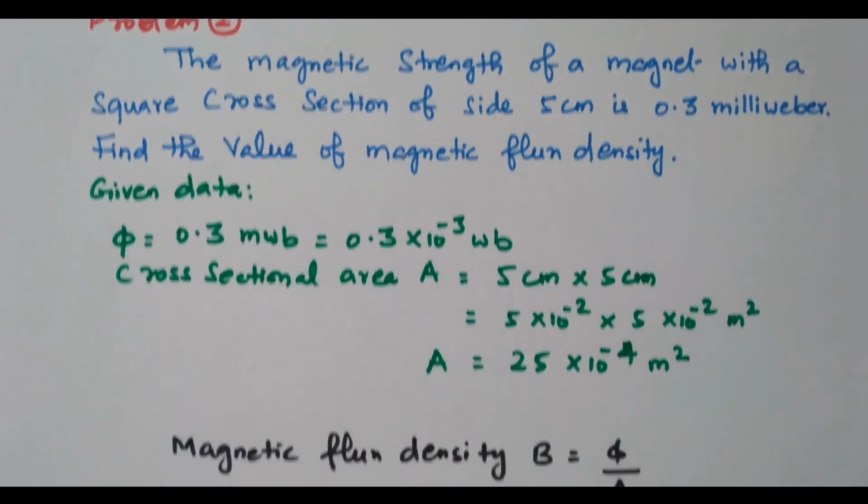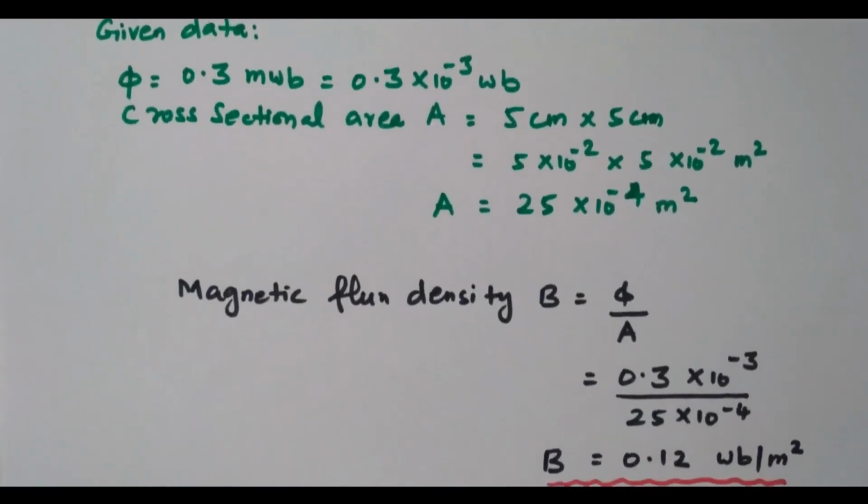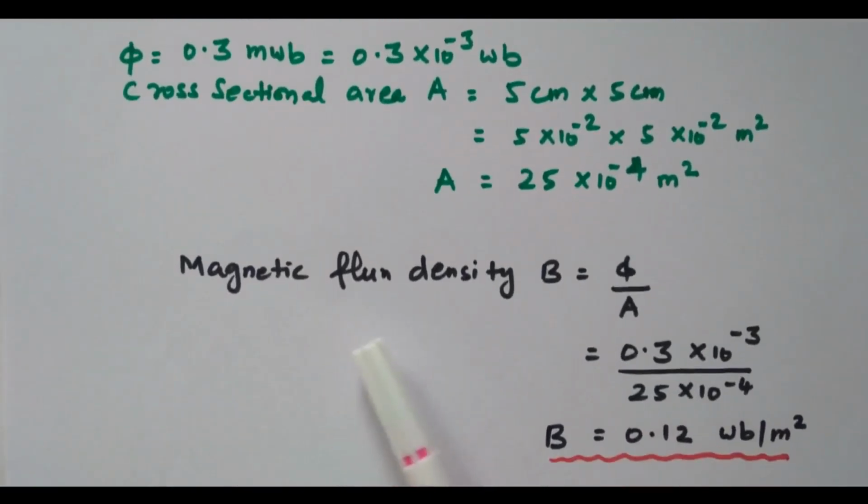Now we'll go to the magnetic flux density. Magnetic flux density is nothing but B equal to phi by A. The flux density is nothing but flux per unit area. B equal to phi by A.